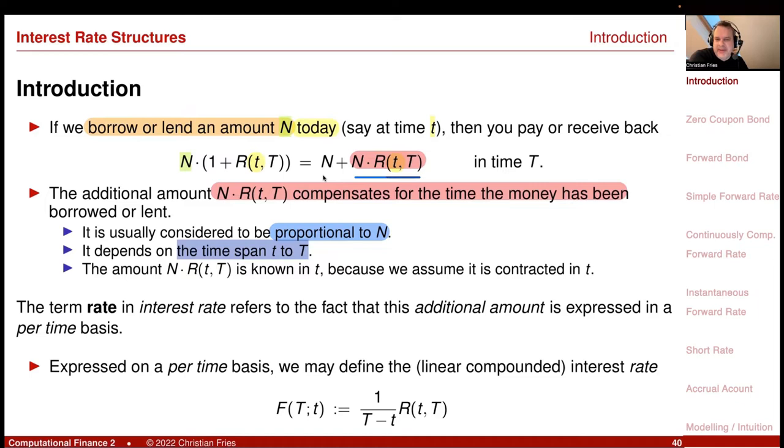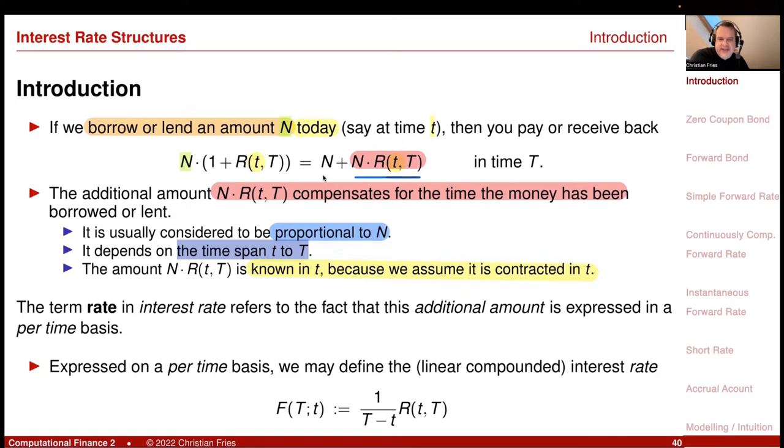Later we will have another aspect: it could compensate for the risk that we lose the money. But when we start discussing interest rates now, this risk is excluded. There is no default risk. Everything is risk-free; it is guaranteed to receive the amount back. One other important part: the amount that we receive back is known in little t, because we assume that we make the contract in little t. So we already agree in little t what the interest rate is in this contract, and what we receive back.